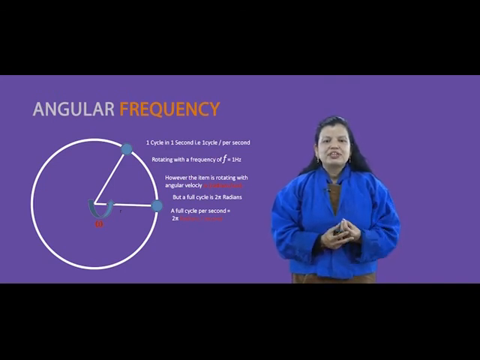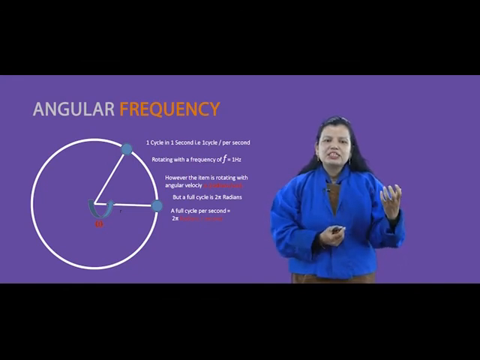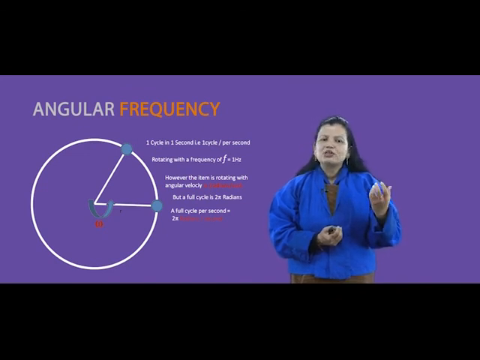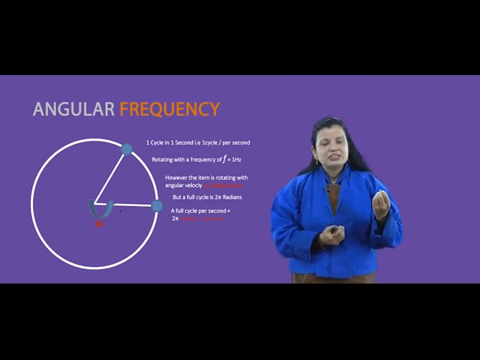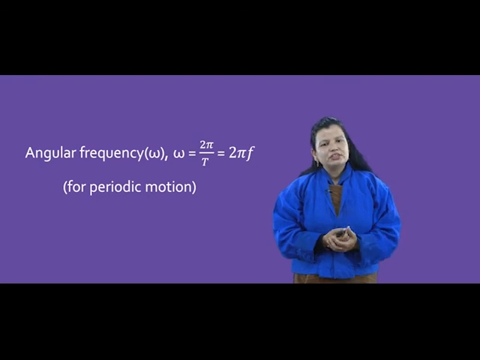So how to measure the angular frequency? In one complete cycle, we can express the angle either in radians or in degrees. In one complete cycle, you all know that the angle is 360 degrees. So if you want to find out the angular frequency, the formula is simply given by 2 pi over T.